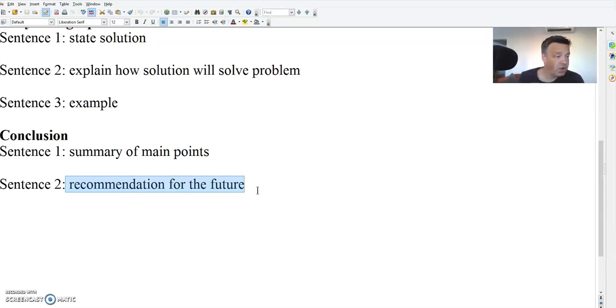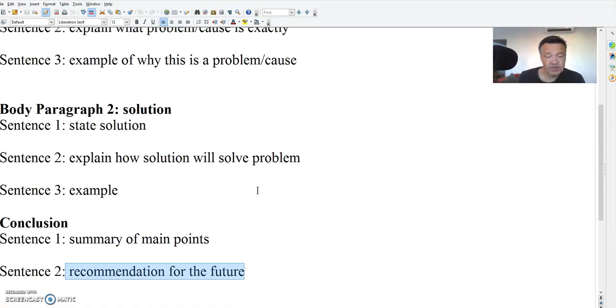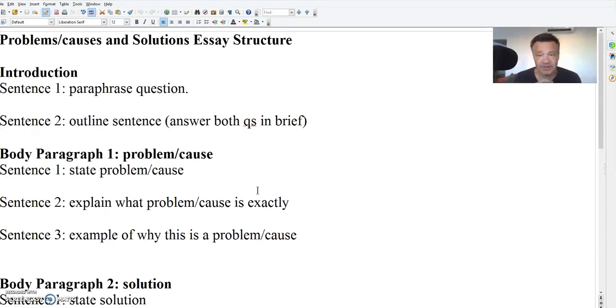That's it. We've got 2, 5, 10, 12 sentences. 4 paragraphs, 12 sentences. Aiming for, I don't know, around about 300 to 390 words. This particular essay is 276, though I would consider it a band 9 because it does exactly as it should.